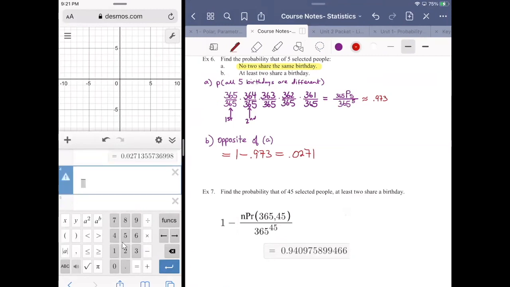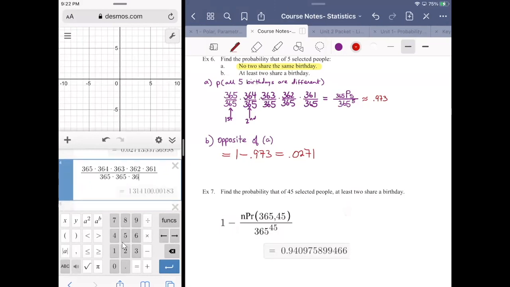I'll do it a different way really quickly. As a fraction, if you didn't like the permutation approach, it might take a little while, but in the absence of a better alternative, this is what you do. 1, and then 365, and just 5 times. And so you can get it that way. But again, that little adjustment of subtracting it from 1 makes all the difference.